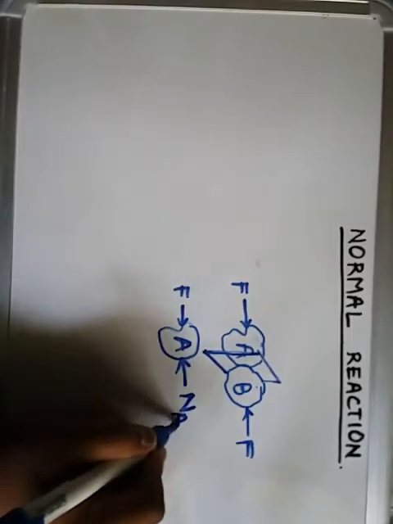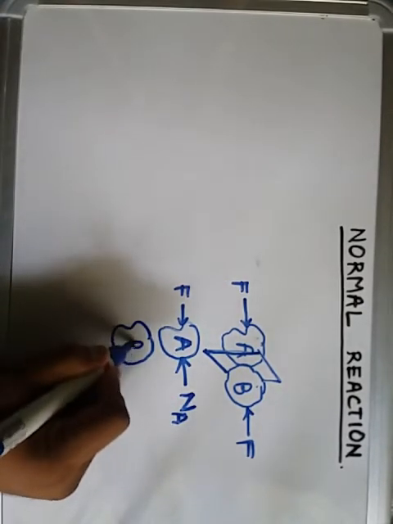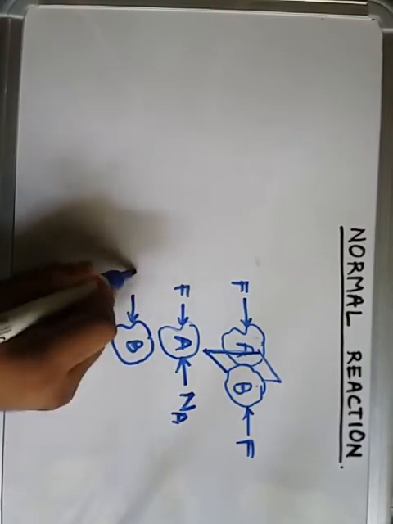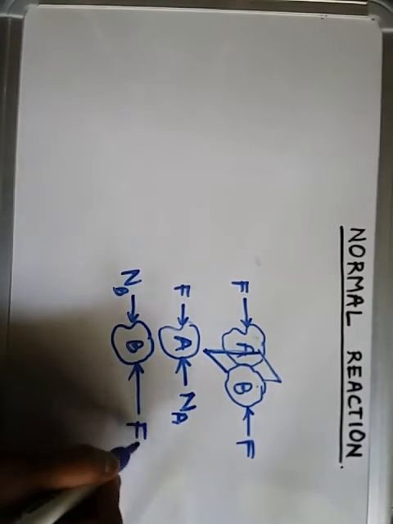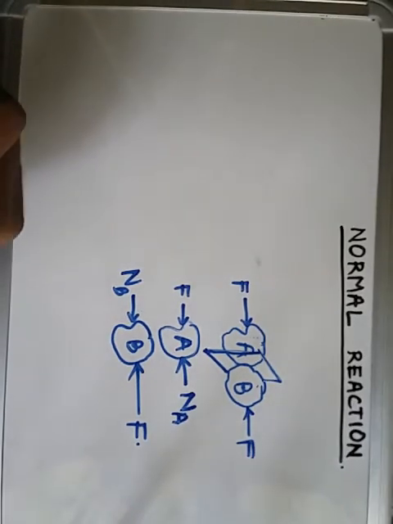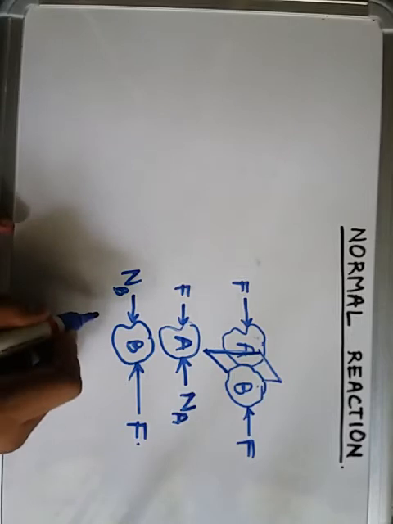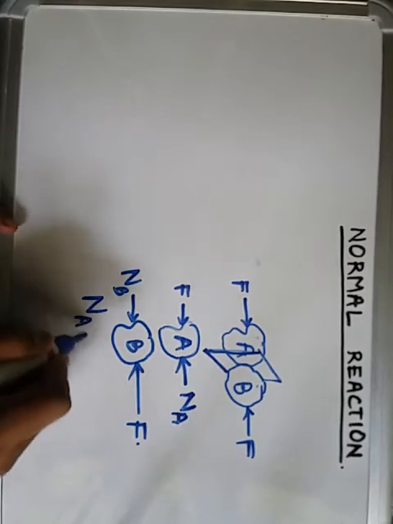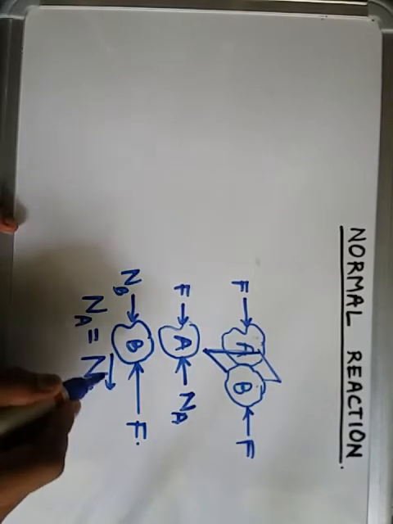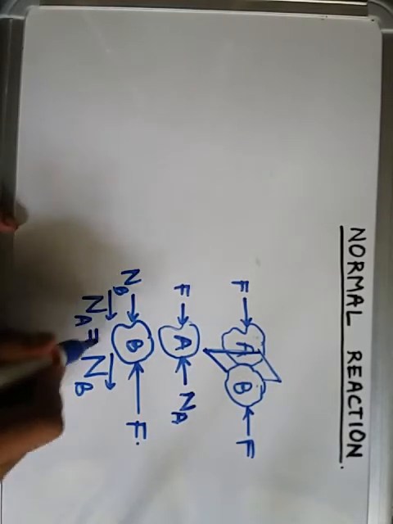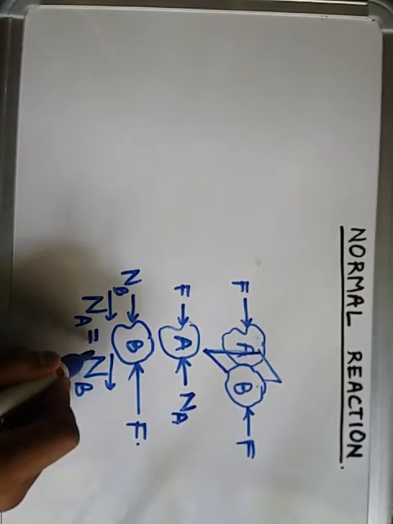Let us call this NA. For body B, it is directed in this direction, NB. Now as I have said earlier, NA is equal to NB in magnitude and the direction is opposite. So we can write NA vector is equal to minus NB vector.